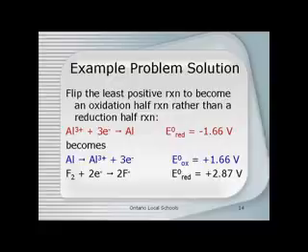Well, let's solve this problem. We're going to flip the least positive reaction to become an oxidation half reaction rather than a reduction half reaction. So Al3 plus 3 electrons becoming Al becomes instead Al being oxidized to form Al3 plus 3 electrons. We flip the sign on the standard reduction potential when it becomes a standard oxidation potential. So it becomes a standard oxidation potential of plus 1.66 volts. We leave our reaction at the cathode, the reduction reaction, alone.